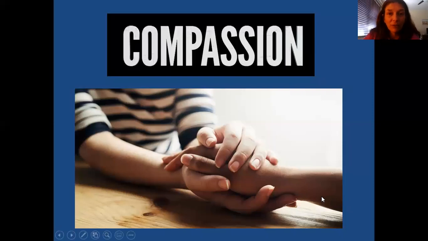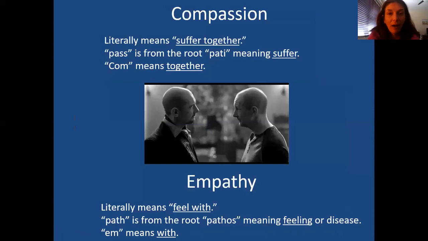So let's define it first, okay? So we know what we're talking about. All right, so compassion, if you break down the word into the roots, it literally means to suffer together. So the second part of the word is from the root pati, which means suffer, and then com, the beginning part, means together. So when we're with somebody and we're feeling their pain a little bit with them, and we're offering them kindness, that's about compassion, right?